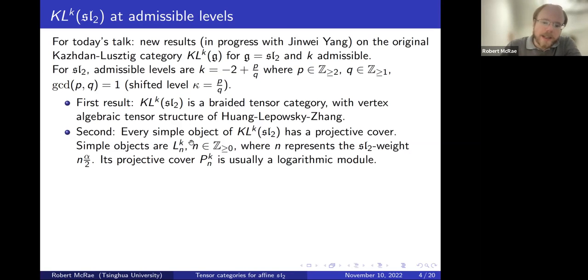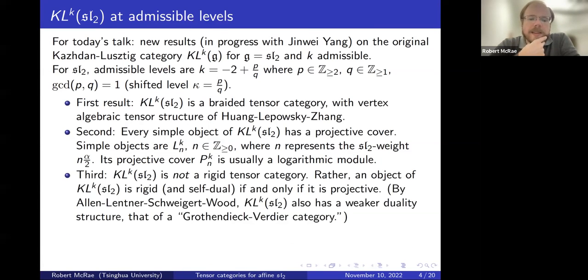So in the case of SL2, the dominant integral weights look like n times alpha over 2, alpha over 2 being the fundamental weight, where n is a positive integer. So I will label the simple objects of KL_k as L_{k,n} and use P_{k,n} for the projective cover. And I'll just mention for now, and go into this a little bit more later, that this projective cover P_{k,n} is usually actually a logarithmic module, which means that L0 doesn't act semi-simply.